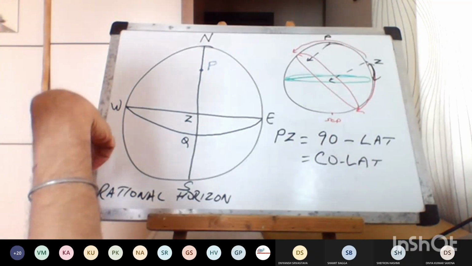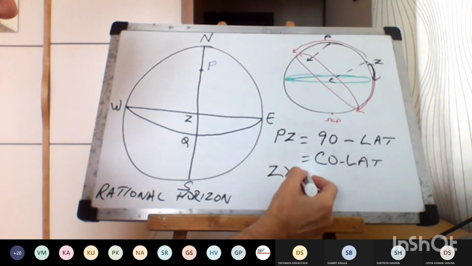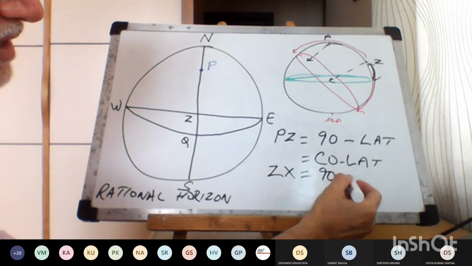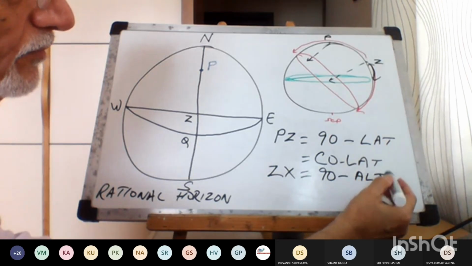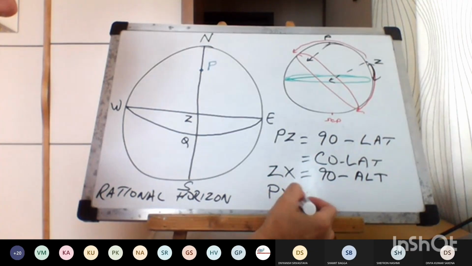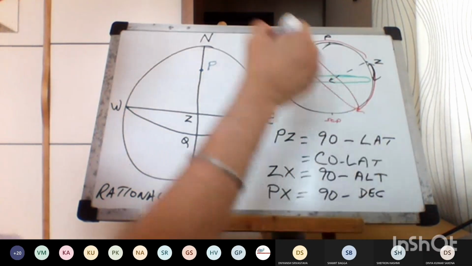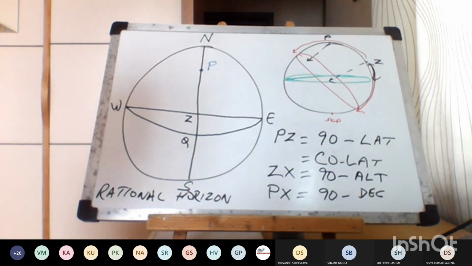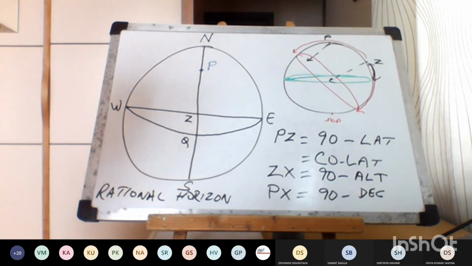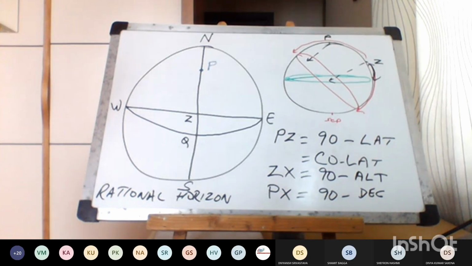Earlier, in the previous session, we spoke about zenith distance. Zenith distance was what? 90 minus altitude. Polar distance is 90 minus declination. So now we have PZ, colat, equal to 90 minus latitude. So when we do the PZX triangle, it's very important for you to know these three expressions. Understand this very, very clearly. I'll give you a few seconds to write down or absorb whatever you are seeing on the board before I move ahead.